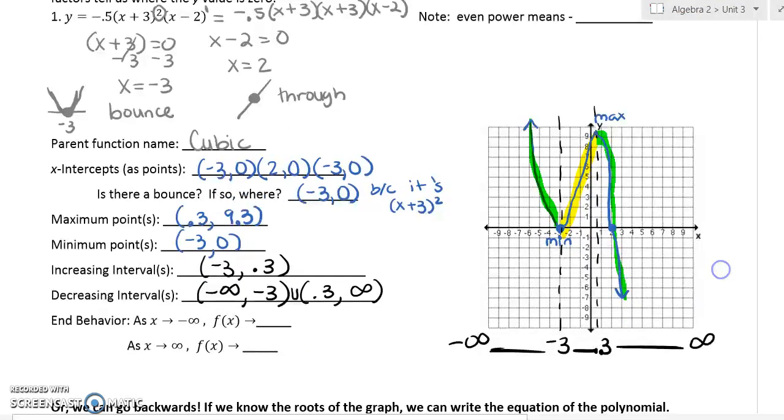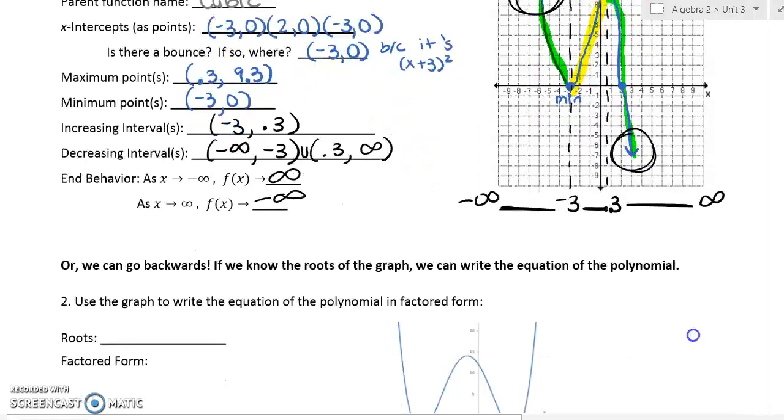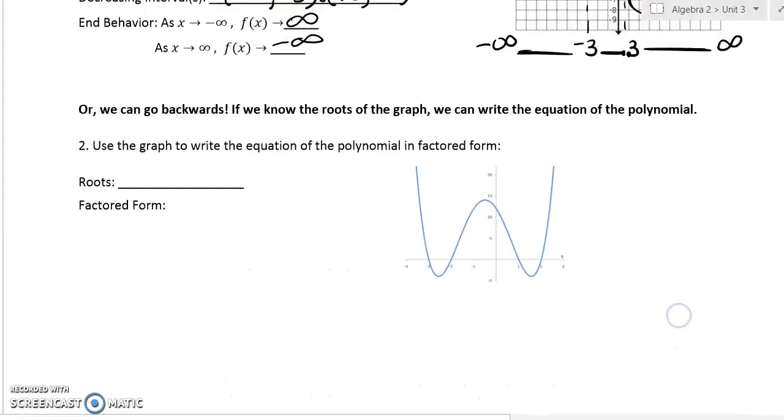And then the end behaviors are as x is going to negative infinity, which is the left side, y is going to infinity because it's going up. And as x is going to infinity, which is the right side of the graph, y is going to negative infinity. So that's what it looks like. So some stuff from back in the day that we want to add in there. All right. So that's example 1. The other examples, believe it or not, will go a lot faster. So let's look at them.